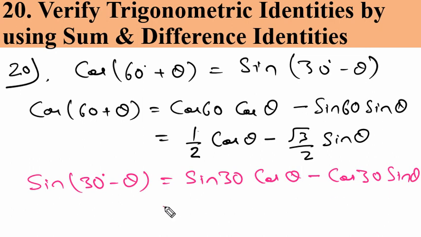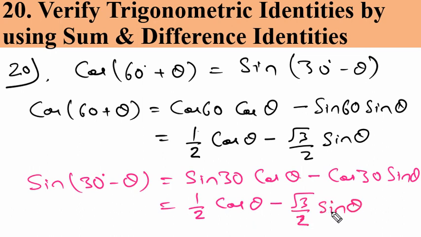Right? Now what is sine 30 degree? Sine 30 degree is 1 over 2. You can do it in your calculator. 1 over 2 multiplied with cos theta minus, what is cos 30 degree? That is square root 3 over 2. Use your calculator to solve it, or it will be better if you directly remember the values.